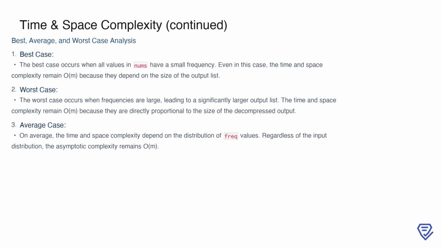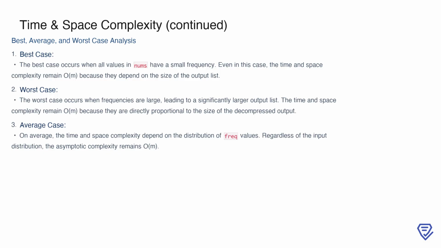Now, let's break down the best, worst, and average case scenarios. In the best case, all frequencies in nums are small, meaning the output list size is relatively small. Even in this situation, the time and space complexities remain O(M), as they depend solely on the size of the output.